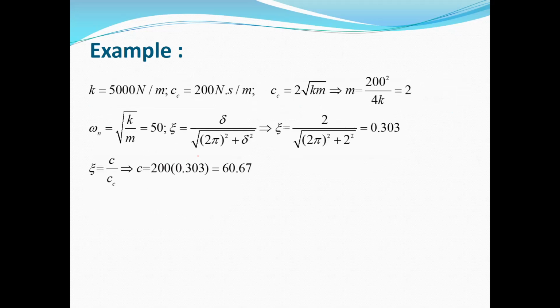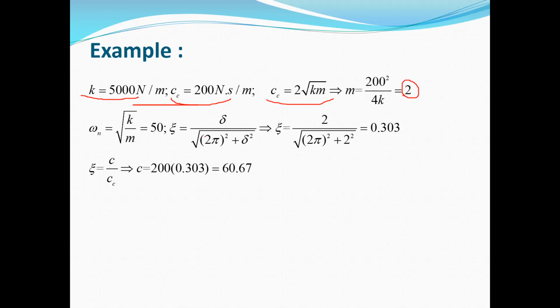So we need to obtain the equation of motion for this system. And for this purpose, we can use the given data. We have the stiffness, which is 5,000 Newton per meter. We have C sub C, which was 0.2 Newton second per millimeter, or 200 Newton second per meter. We should convert it into Newton second per meter. So we know that the critical damping constant is equal to 2 times the square root of Km. From this equation, we can obtain m, which is equal to 2 kilogram.